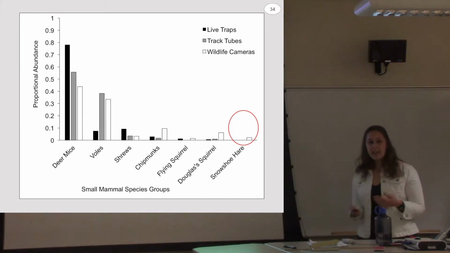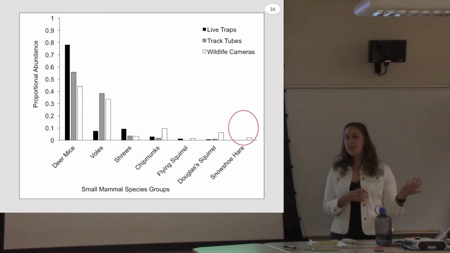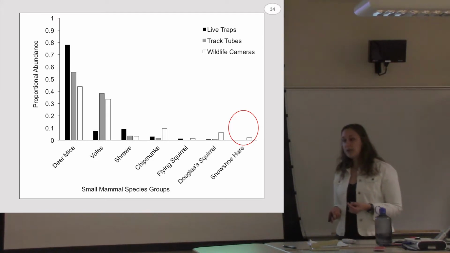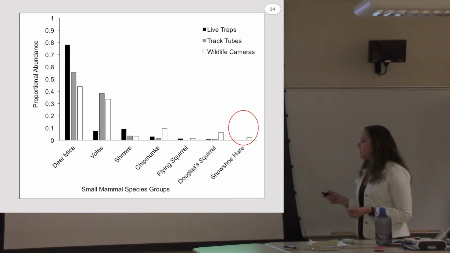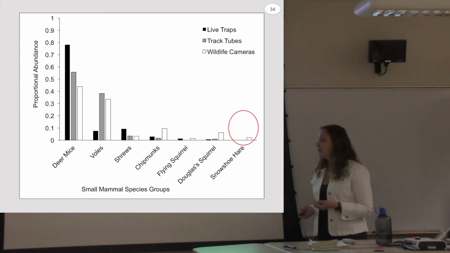And what was exciting, and the purpose of employing all these methods, was capturing species that we couldn't get with any other method. That was true with the snowshoe hare, which was only captured on camera and was captured at 2 grids. Additionally, we captured Douglas squirrels and flying squirrels and chipmunks in higher proportional abundance with cameras than any other method.